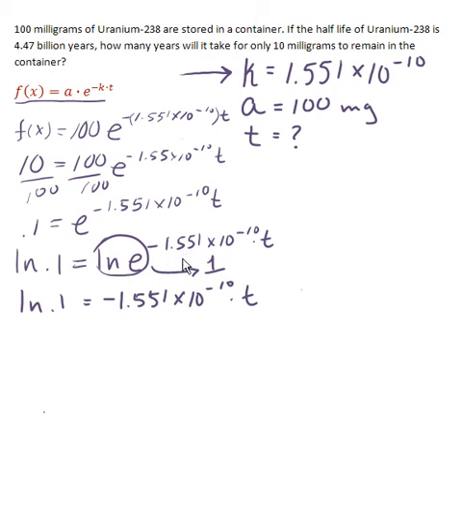Now we can use the power property of exponents to put this negative 1.551 times 10 to the negative 10 times T as a coefficient out front, and we know that the natural log of e is equal to 1. So we're left with the natural log of 0.1 equal to our constant K times T. Now if we divide both sides by our constant K, we will solve for T.